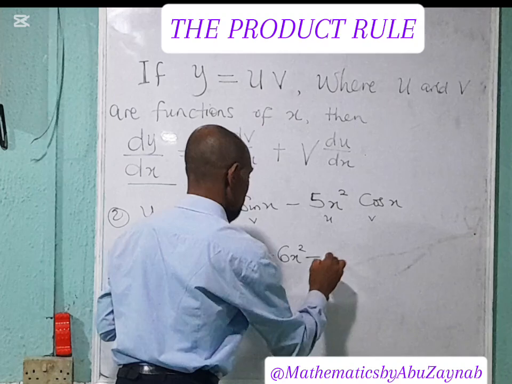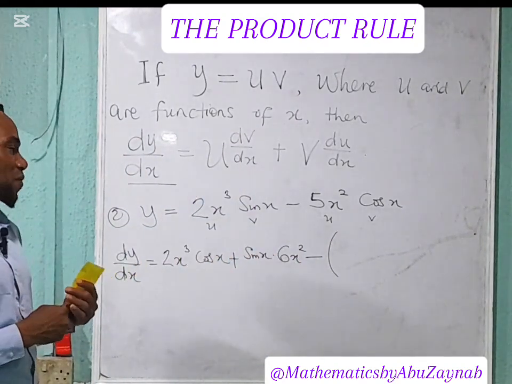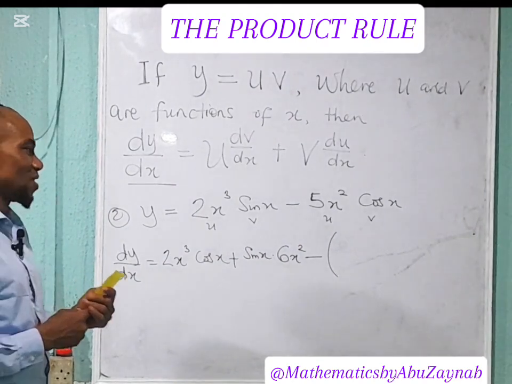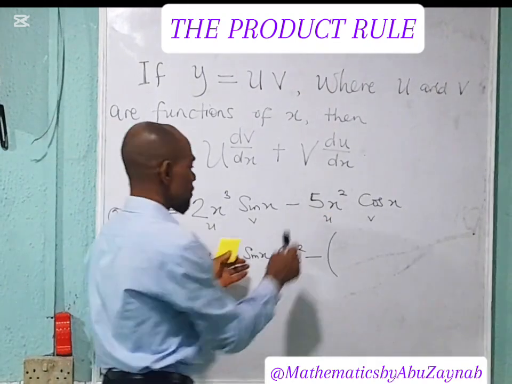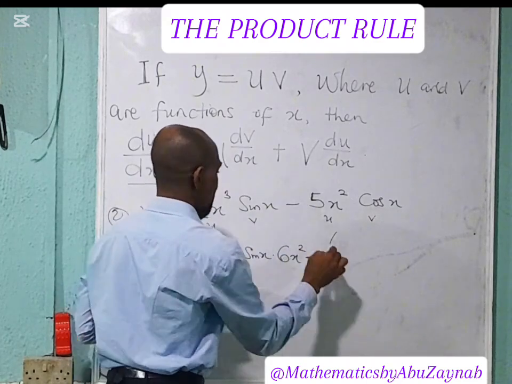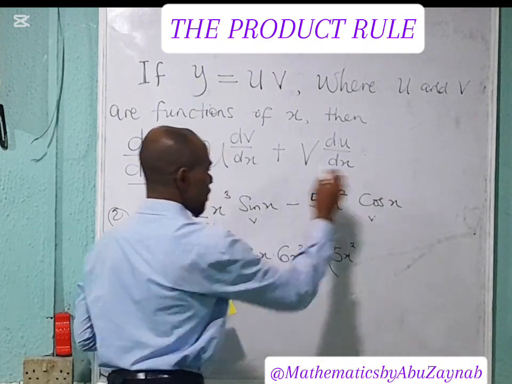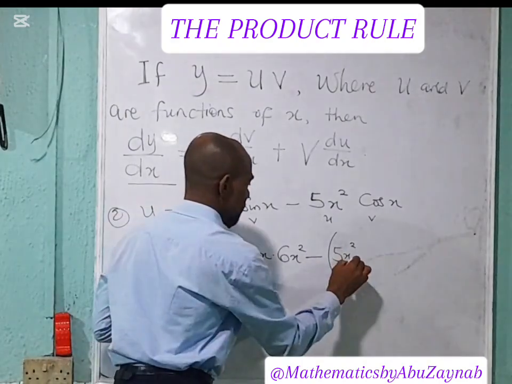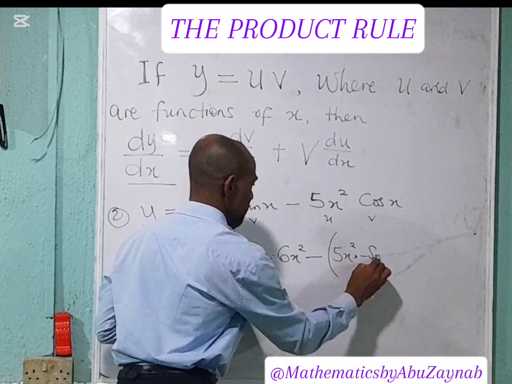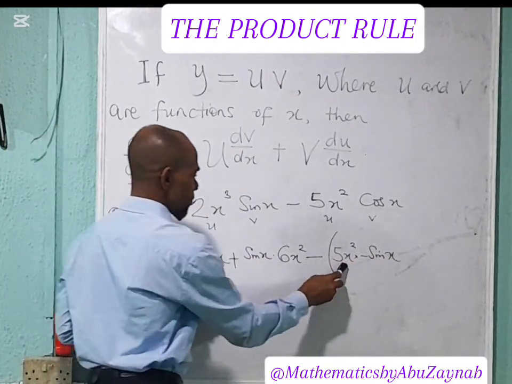So this is u dv/dx plus v du/dx for the first term. Now, minus, once you have minus, introduce a parenthesis to avoid a costly mistake. So repeat the process here. Now, this time around, this is my u, this is my v. So, again, apply the formula, u is what? 5x squared. Differentiate cos x, which is the v. That gives us minus sine x. So this is my u dv/dx.